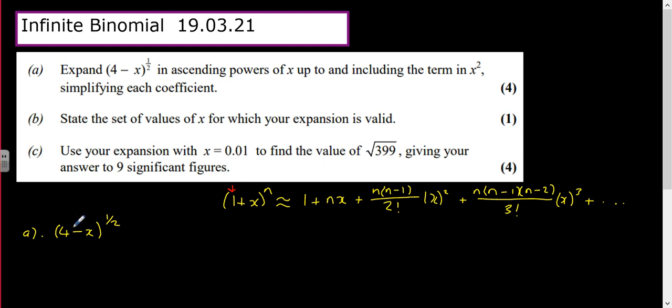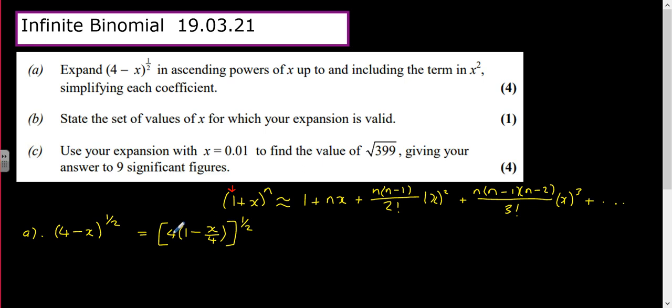Now we can see straight away that this is not 1, so I'm going to rewrite this. I'm going to show a quick way, and you can skip to the end a little bit, but here's what we need to do. I'm going to take this 4 outside of the bracket, so I'm going to factorize, which means that inside the bracket I now have a 1, because 4 multiplied by the 1 gives me 4, minus x over 4. So 4 multiplied by this minus x over 4 gives me my minus x. Now this is the whole thing that's being raised to the power of 1/2.